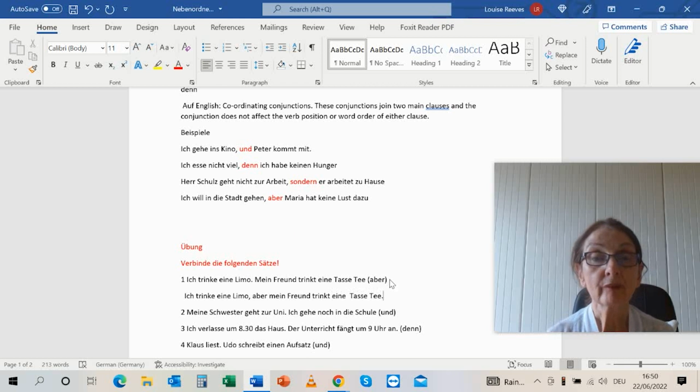What do you notice here? First of all, we're joining the two sentences together. The aber causes no change, as there would be no change in terms of an English mind, an English language. Mein Freund trinkt. And of course, I have my comma here. And of course, mein Freund is not the start of a sentence, so you have a small m for mein. Those are the only little variations between those two sentences there.